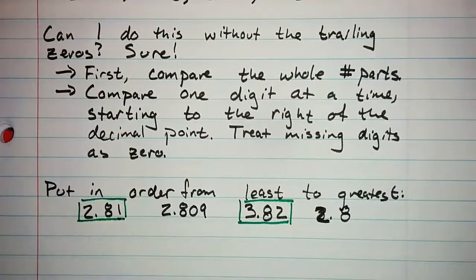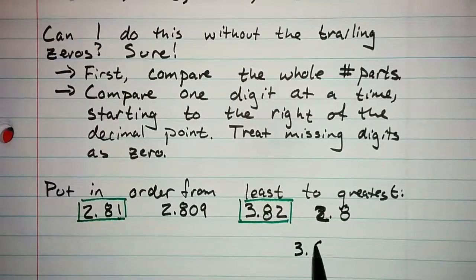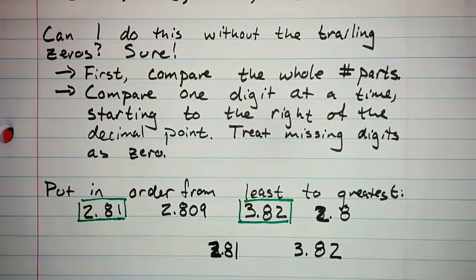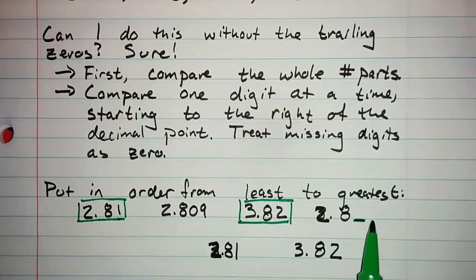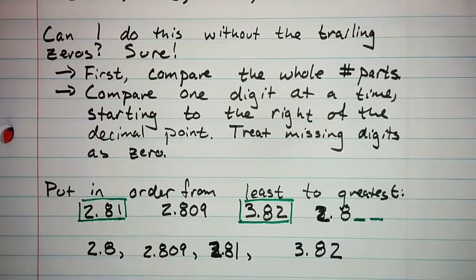So far, I'm finding biggest to smallest, but that's okay. I'll just start writing at the right. My biggest is 3.82. Next biggest is 2.81. And again, I'm treating this missing digit as a 0. All right, 2.809 versus 2.8. 2.809 is bigger than 2.800. So here are my four numbers in order from least to greatest.